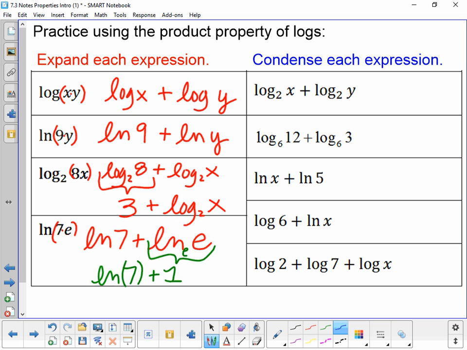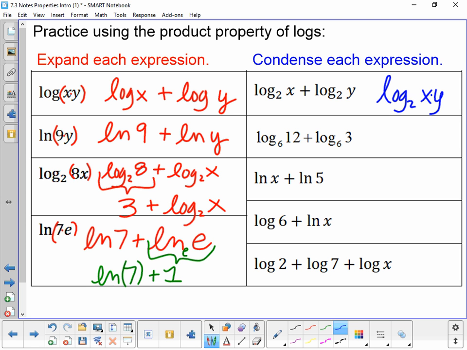We're now going to condense. So it's essentially using that same rule, but we're going in the other direction. We're going to start with two logs added together, and we're going to condense it into a single logarithm. So in this case, it will be a log with base 2. Remember, whatever base you're in, it stays the same. And this will be x times y.